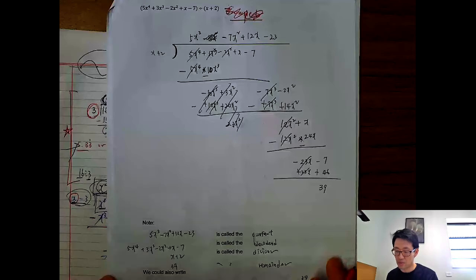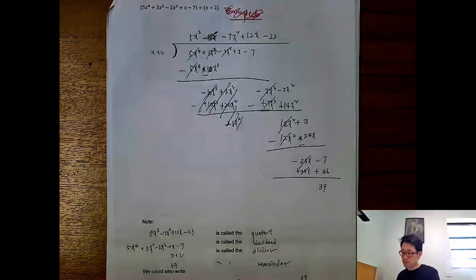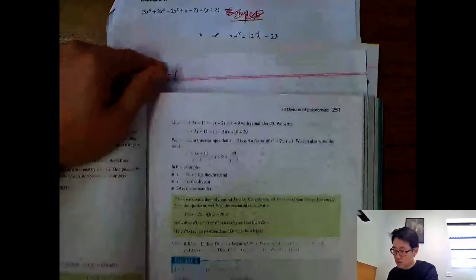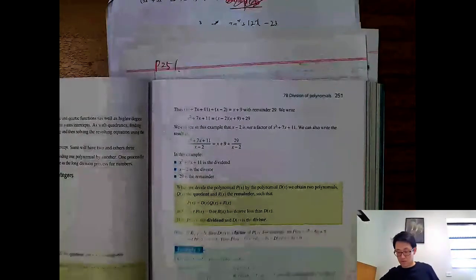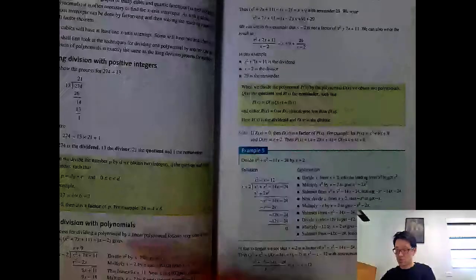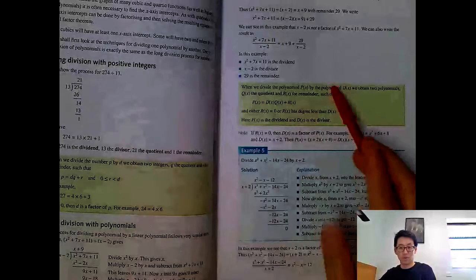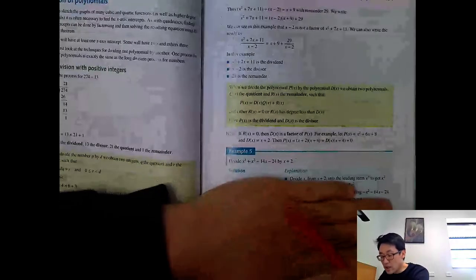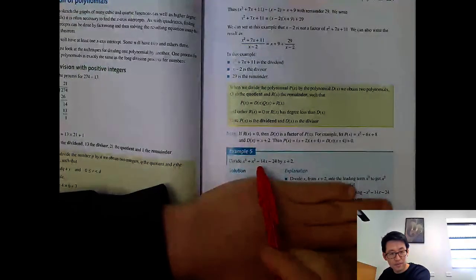Next one, let's go to example 1. Before we do that, can you go to page 251? Page 251. So that's what I just covered. Can you go and do example 5? Without looking at it, you try. You try first. I'll wait. Okay? You try this first. So example 5 first.